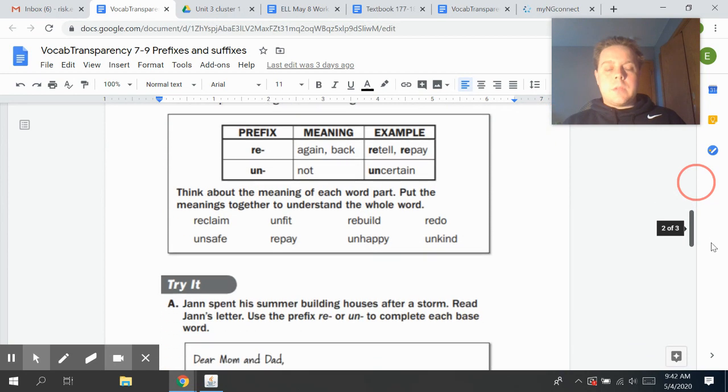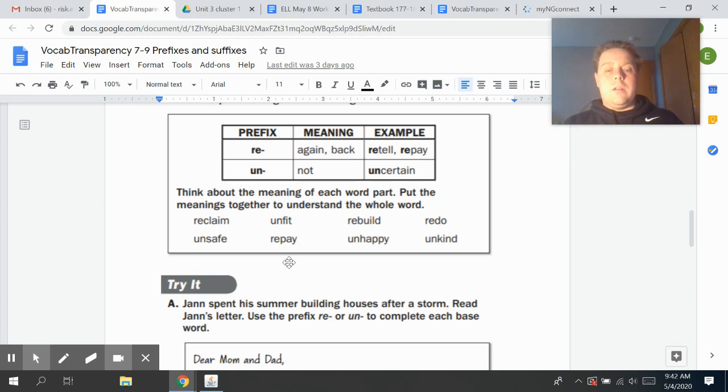All right. I'm not going to go through all these super thoroughly because I know we've done these before. But again, re means to do again. Un means not. So retell, if I retell a story, I tell the story again. If I replay a movie, I play the movie again. Un means not. Okay, the prefix un means not. So uncertain would be not certain.